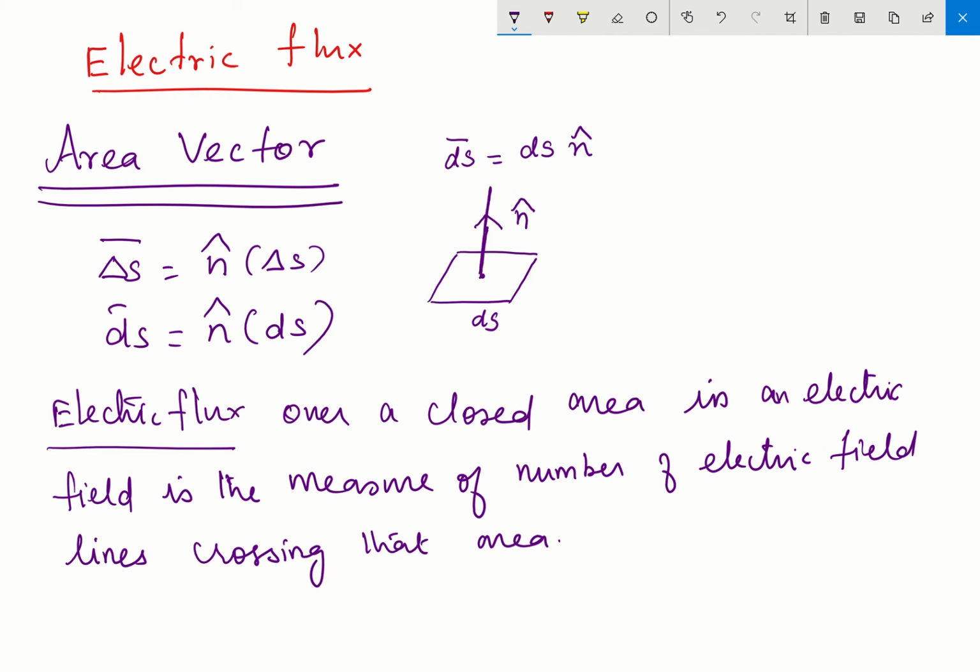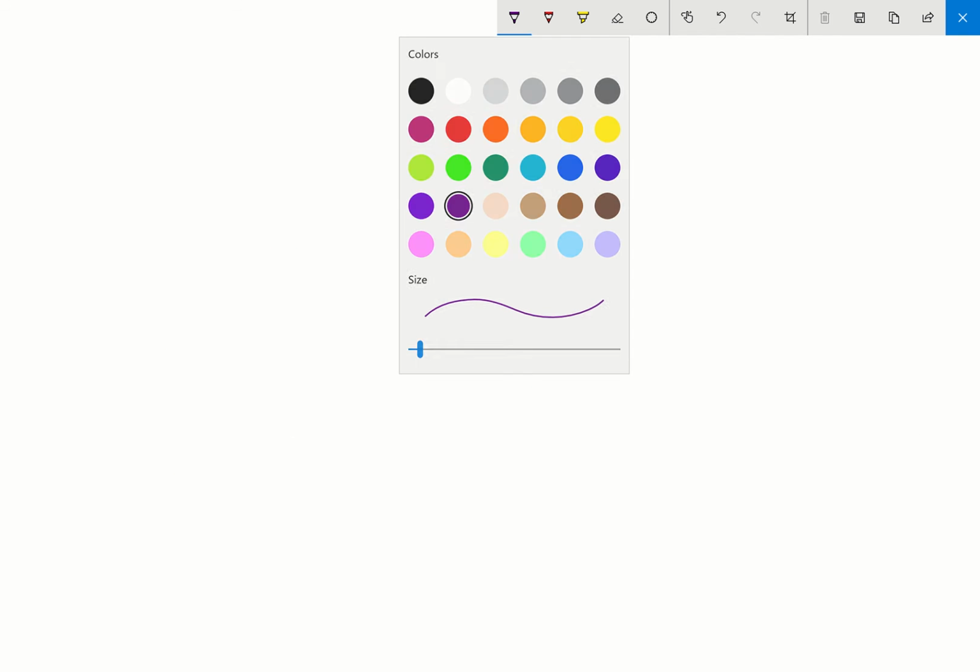Now we are going to see what is the expression for this electric flux. So electric flux is represented by phi E.